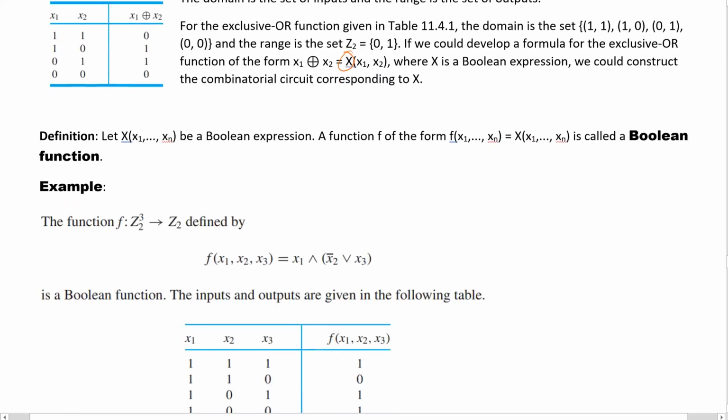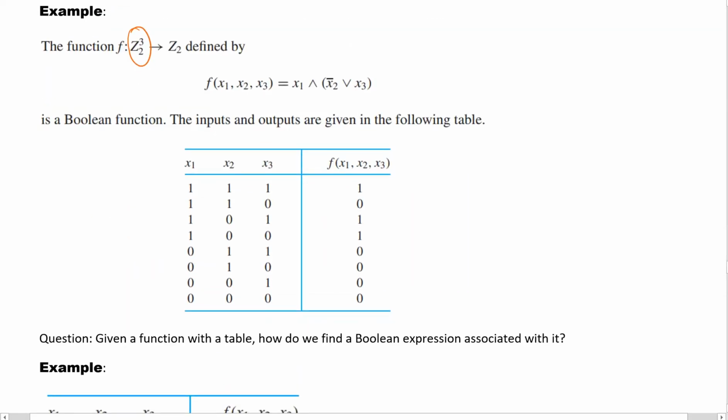Alright, so let's look at the following example. This notation means we have the Cartesian product of Z2, so we have three inputs, three variables, or we can say we have three coordinates, x1, x2, and x3. This is the function f of x1, x2, x3 equals x1 and (not x2 or x3). So this is a Boolean function. The inputs and outputs are given in the following tables.